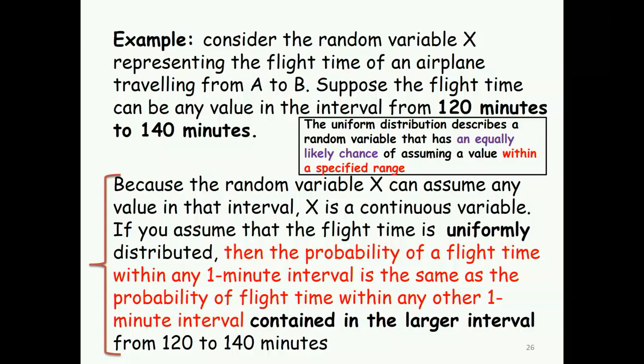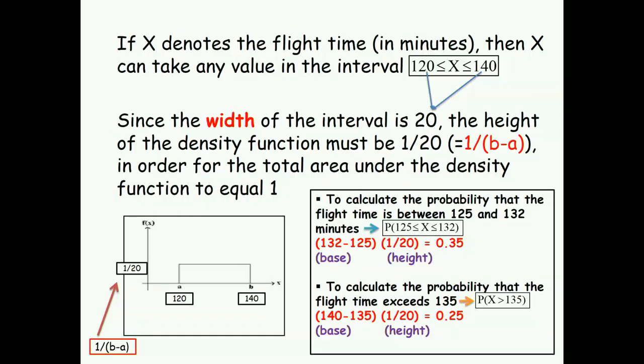Okay, so how do we calculate these things? If I ask you a question, what is the probability that the plane would arrive in 110 minutes? 0. What would happen at 141 minutes? 0. So 120 is the minimum, 140 the maximum. Anything outside, the probability is 0. So the first thing that we need to do, once this information is given, is calculate the difference. The difference is 20, then 1 divided by 20 is the density function.